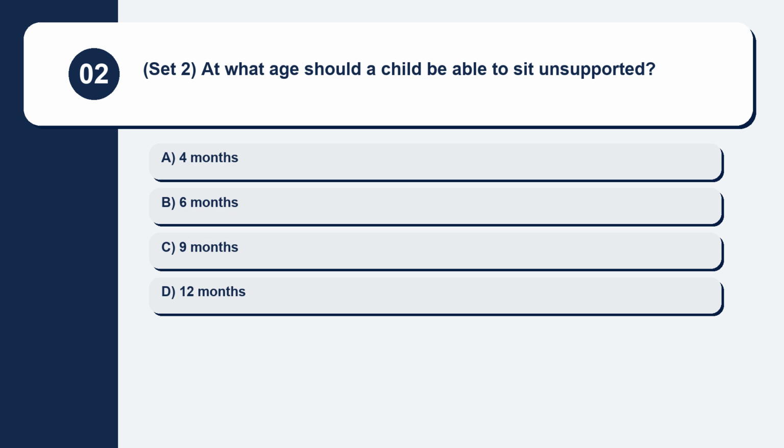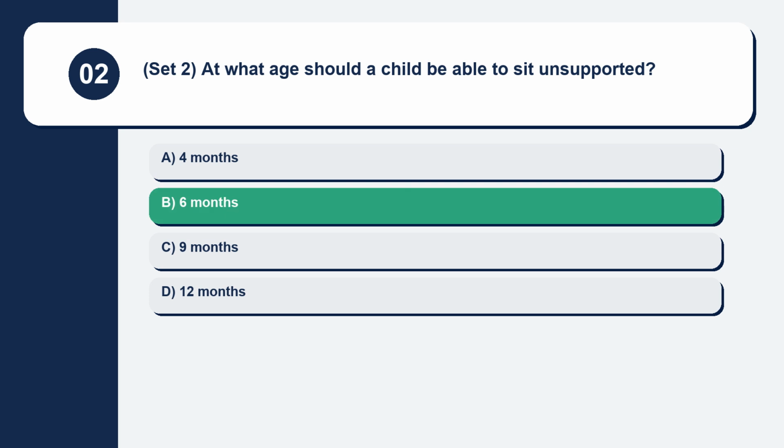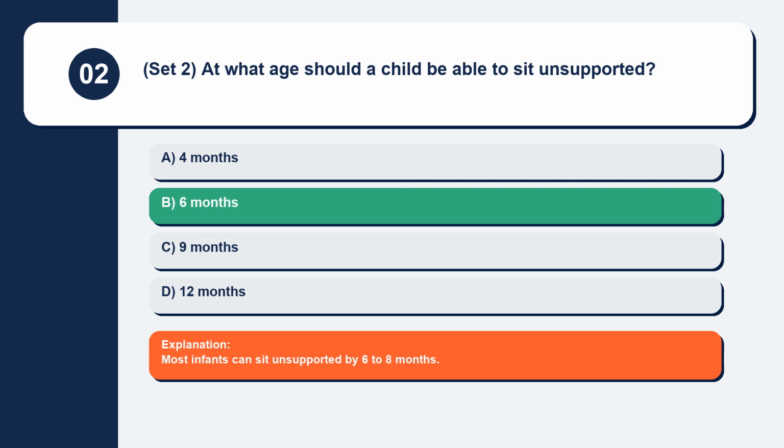Question 2, Set 2. At what age should a child be able to sit unsupported? 4 months, 6 months, 9 months, 12 months. Most infants can sit unsupported by 6 to 8 months.